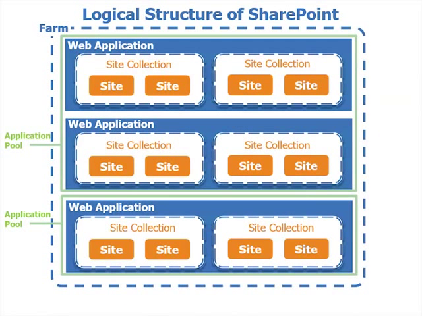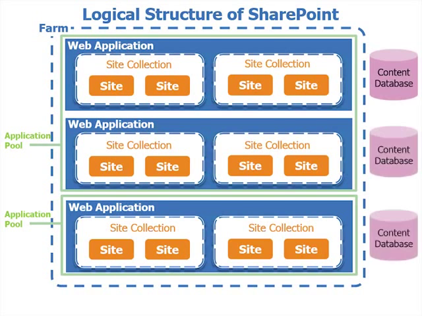Back to our farm, and once more we see web applications, site collections, sites, and application pools. And now we're going to add content databases. Each web application can have one or multiple content databases, and your site collections, and consequently all of the sites and libraries and lists that are part of those site collections, all of that content will be hosted on those content databases. And we can have up to 500 content databases per farm.